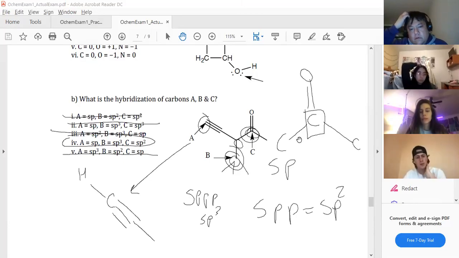Do the s and p's correlate to specific kinds of bonds? So sp is an alkyne triple bond. sp2 is a double bond. sp3 is single bonds.